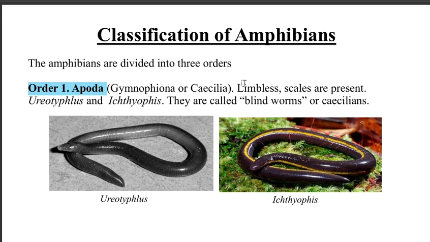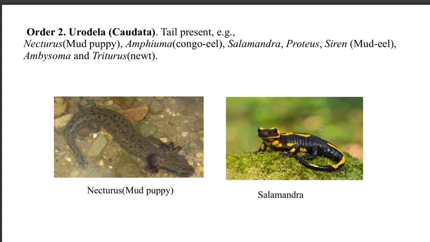They are limbless. The scales are present, but they are hidden under the skin. They are also known as Gymnophiona or Caecilia. The examples of the Apoda are Uraeotyphlus and Ichthyophis. They are commonly called blind worms. So this is the image of Uraeotyphlus and this is Ichthyophis.